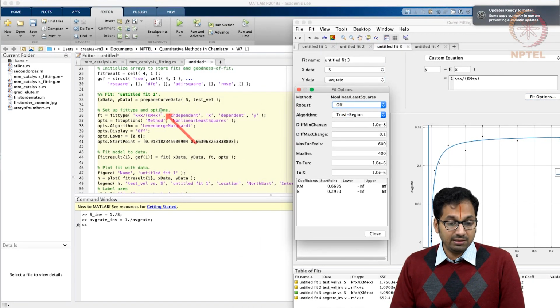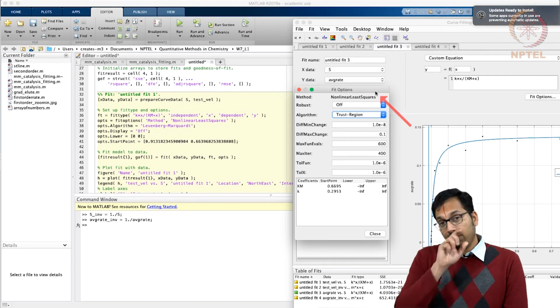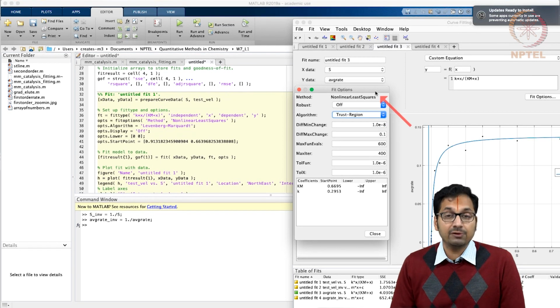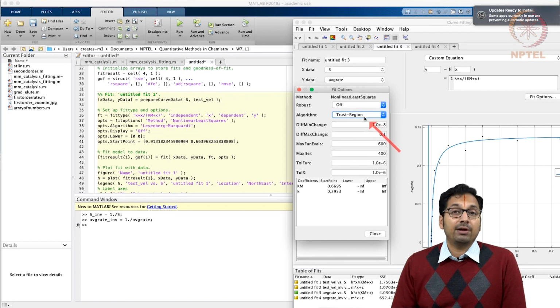If you see here, the method that is used is non-linear least squares fit, and the algorithm that's used here can be changed to Levenberg-Marquardt. These are different algorithms. I am not going to go into the details of it. I am sure if you research a little bit, you will be able to understand the difference between the trust region algorithm versus Levenberg-Marquardt, and then whether to display the data points and what the lower limits are. So basically we can change the lower limits so that the fits can start wherever it is.